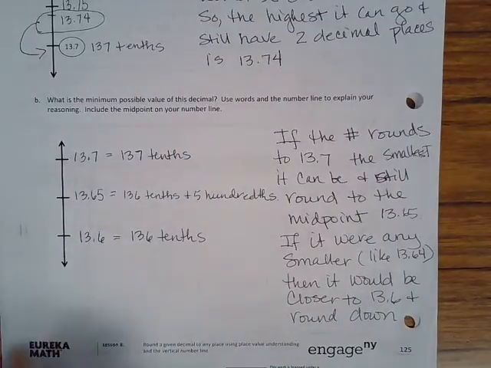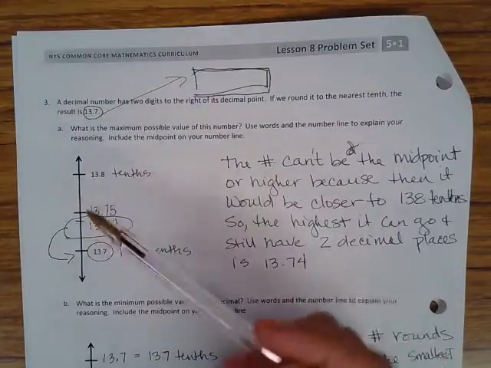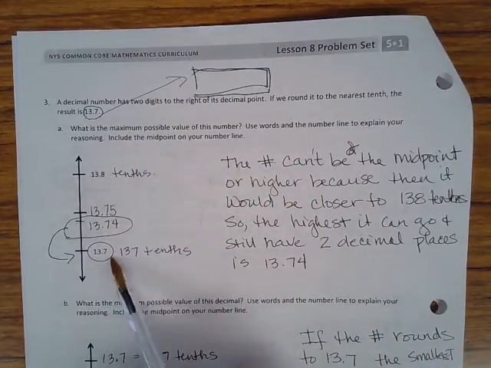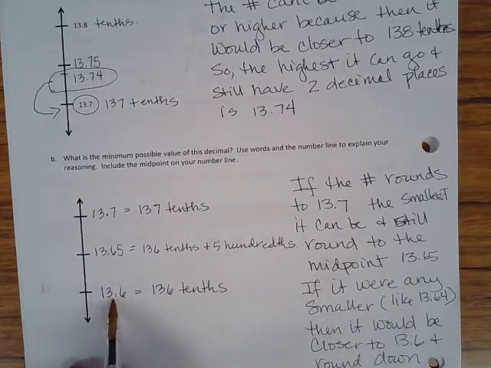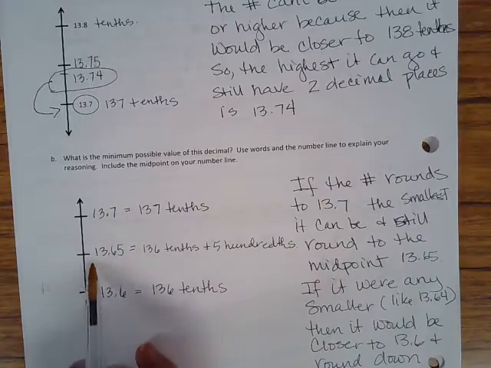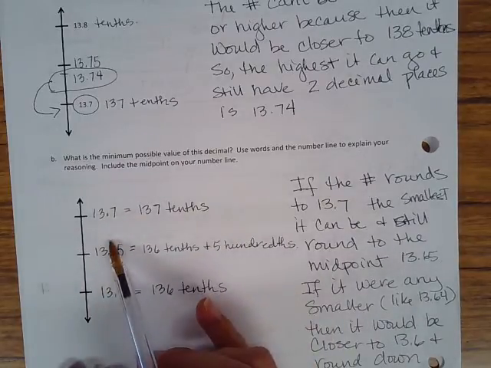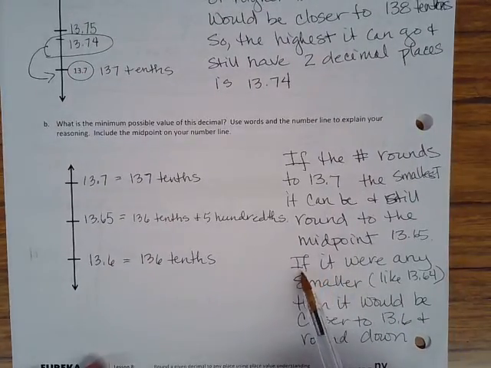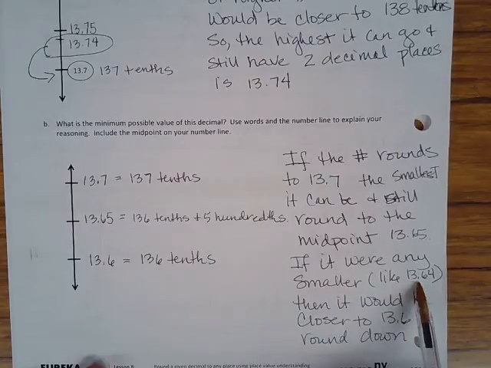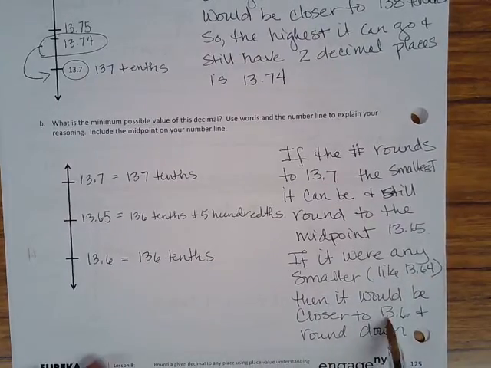Then on part B, based on what we know, remember, this one was the maximum. Here is the minimum. So here is 13.6, 13.7, our midpoint. Then you place your number in. If the number rounds to 13.7, the smallest the number can be and still round to 13.7 is the midpoint of 13.65. If it were any smaller, like 13.64, then it would be closer to 13.6 and round down.